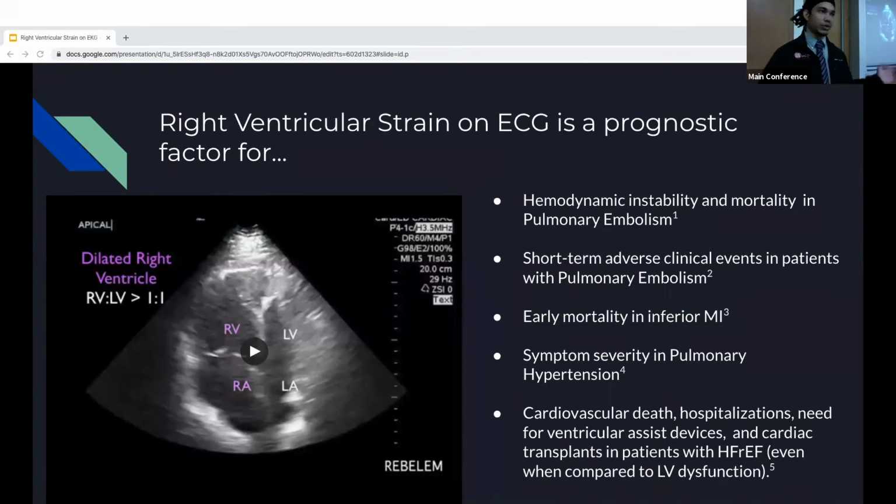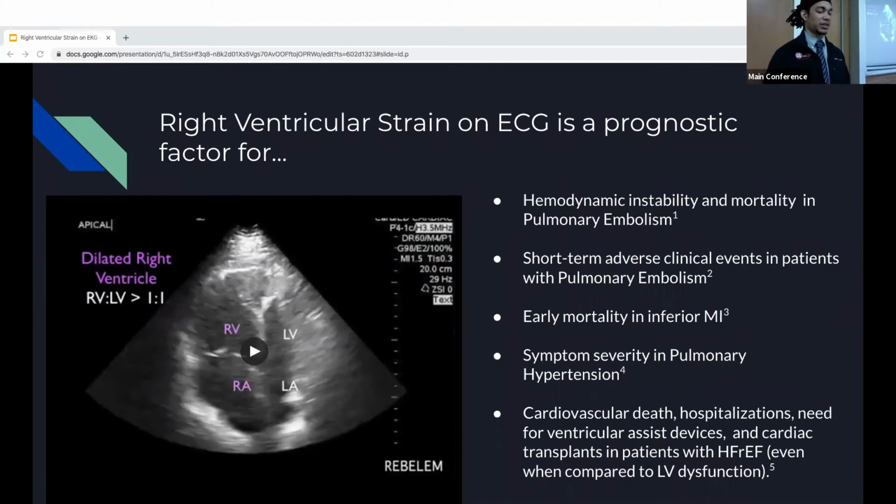Going through the literature outside of PE, those with inferior MI had higher incidences of early mortality with right ventricular strain on EKG, not just on ultrasound or evidence on a CAT scan, but on their EKG. Right ventricular strain was correlated with early mortality. In patients with pulmonary hypertension, right ventricular strain on EKG was associated with worse symptom severity.